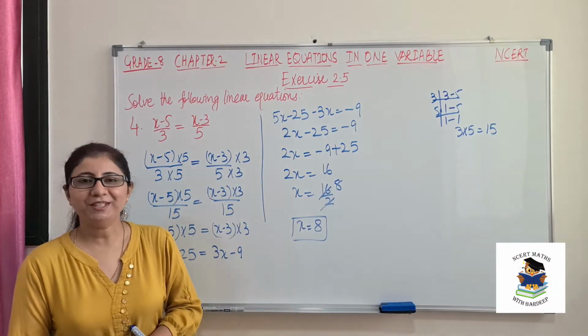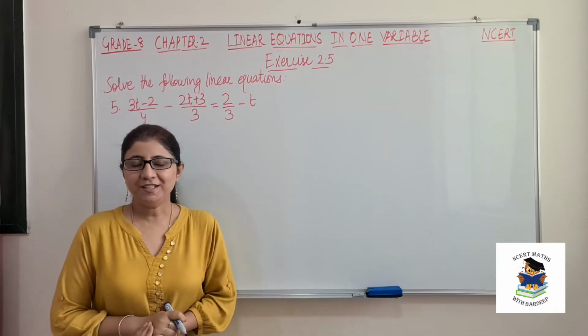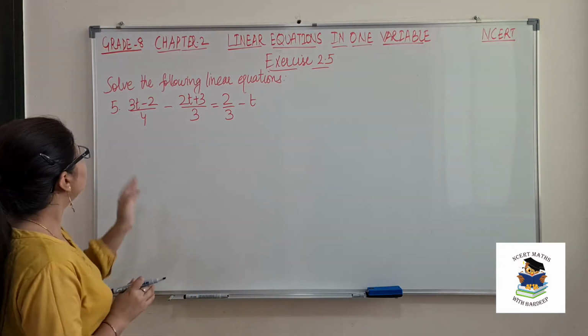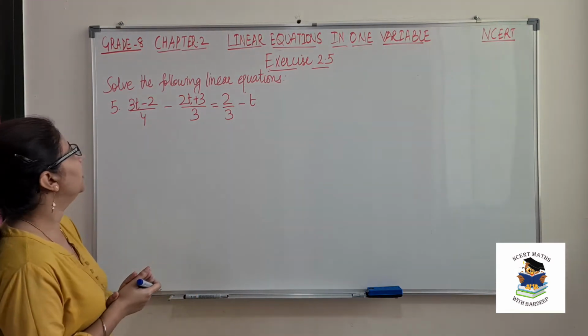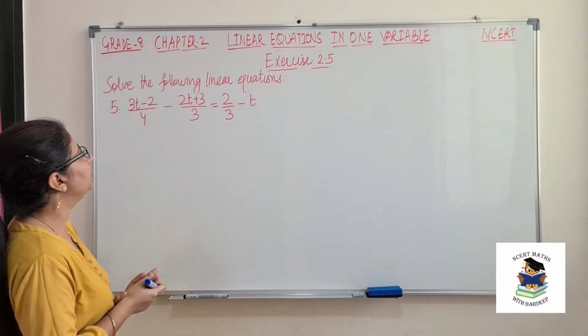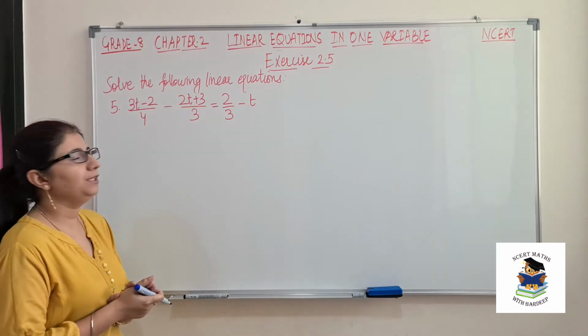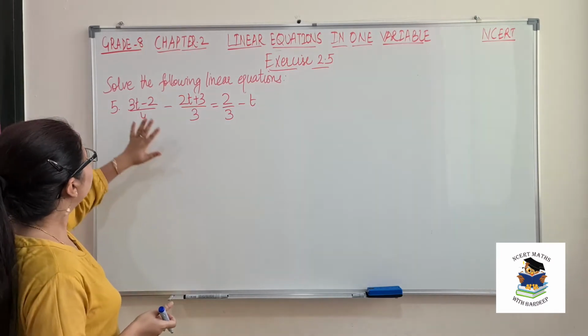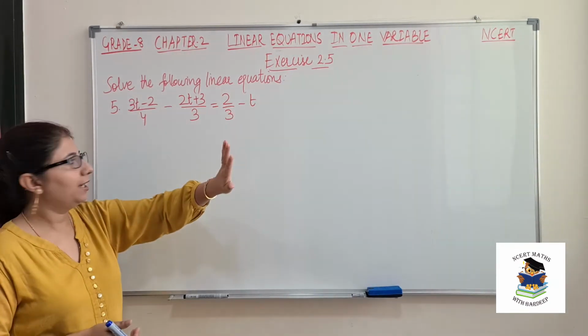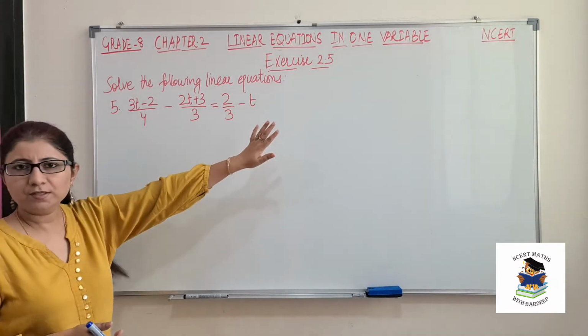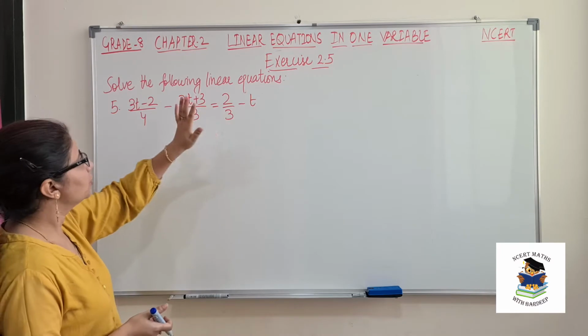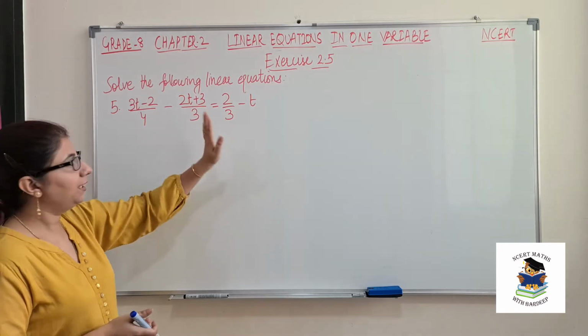Now let's move on to the next question. So let's see our fifth question, that is (3t - 2)/4 - (2t + 3)/3 = 2/3 - t. So again we can see here that three terms are having denominators and one is without denominator. So first we will take LCM and then solve it.